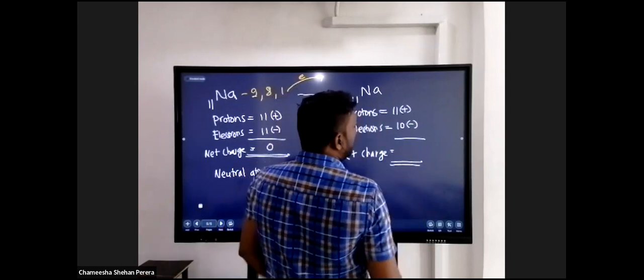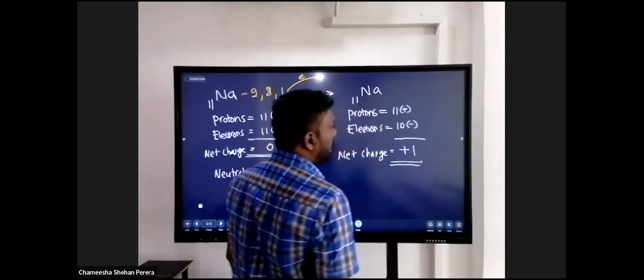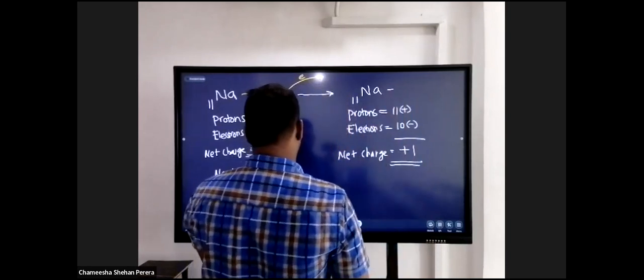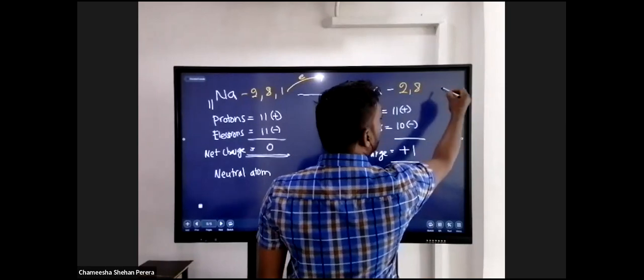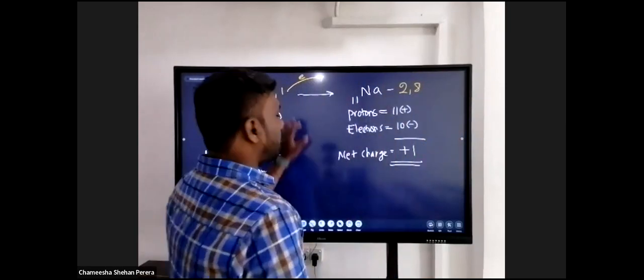See for the net charge, positive 11, negative 10. That will be positive 1. Okay. So now this is the configuration. Let's talk about configuration. From the configuration, let's say 2, 8, because the last element was given out by this atom.